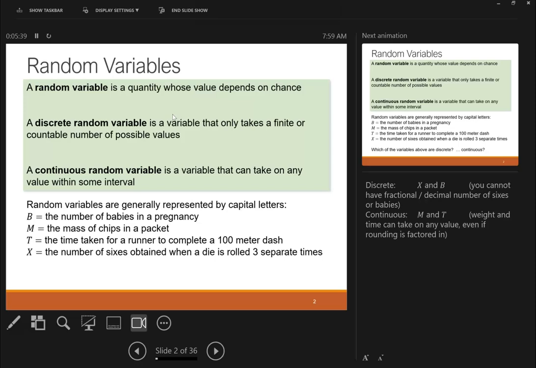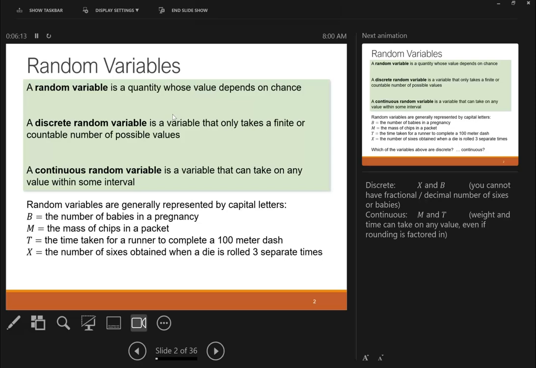Let's take another example here. M, the mass of chips in a packet. So like you have a little bag of chips, you weigh out the mass. That's continuous, because depending on how accurate your scale is, the mass of chips could be 10 grams, or 10.1 grams, or 10.01 grams, or 10.001 grams, all the way down to as good an instrument as you have, you can measure that to any number of decimal points you want. Does everybody feel okay there?